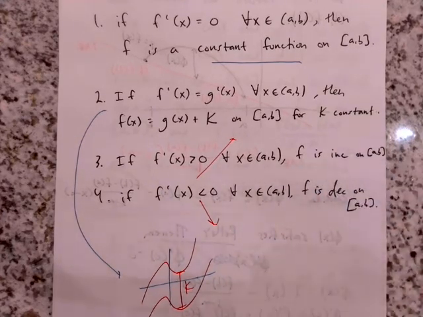These two give us easy ways to test if a function is increasing or decreasing. Find the derivative and see where it's positive and negative, and that tells you where the graph is increasing or decreasing. We'll do some examples of that later on.